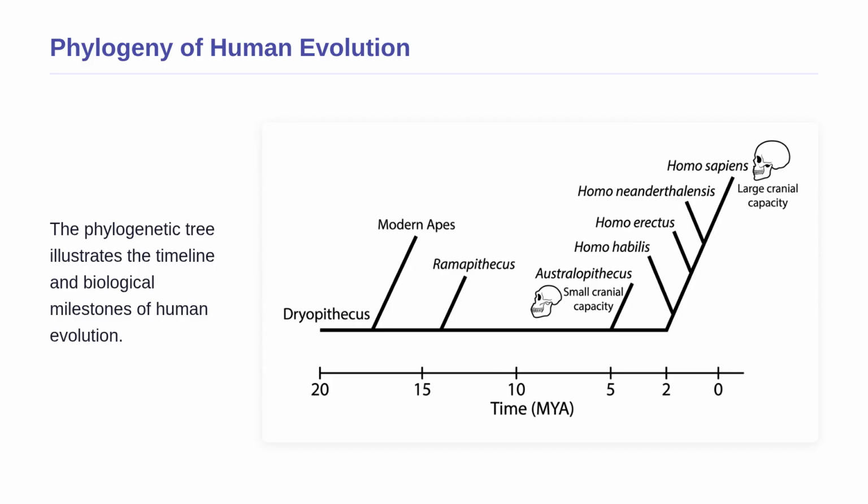You can see the progression through Australopithecus, Homo habilis, and Homo erectus. Pay special attention to the skull icons. They visually reinforce the massive expansion in cranial capacity that culminated in Homo sapiens at the far right.